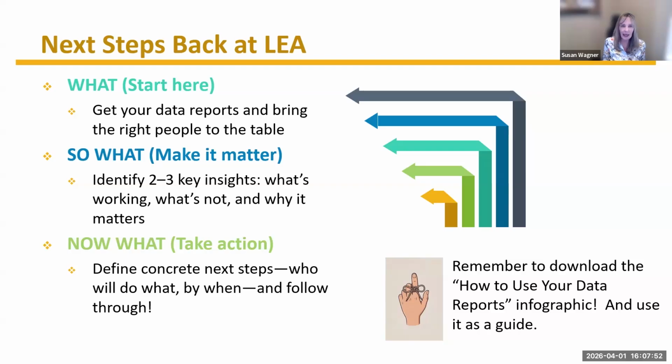So the what: get your data reports, bring the right people to the table back at your LEA, go through your data reports. The so what: identify 2 to 3 key insights, what's working, what's not, why it matters. And the now what: define concrete next steps, who will do what by when, and follow through. That's the problem solving model. And remember to download your how-to-use-your-data-reports 2-page infographic. Use that as a guide. I think it's an easy way to think about your data and how to process it.